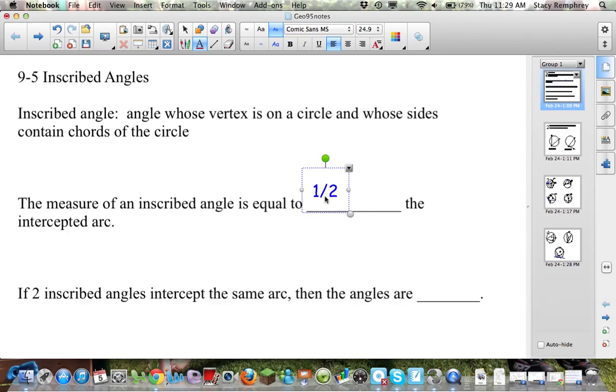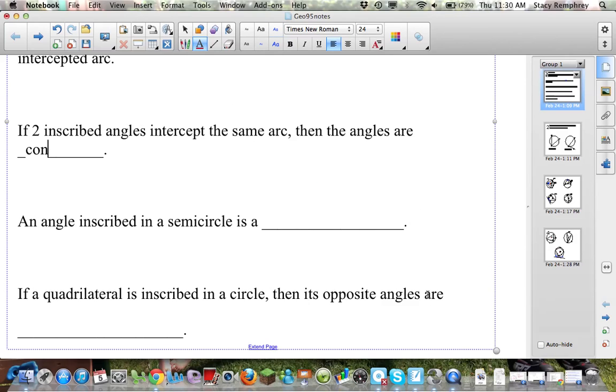Some of you wrote that a little differently. You wrote the arc is twice the angle. It's the same thing, so as long as it makes sense to you. If two inscribed angles intercept the same arc, then the angles are congruent.